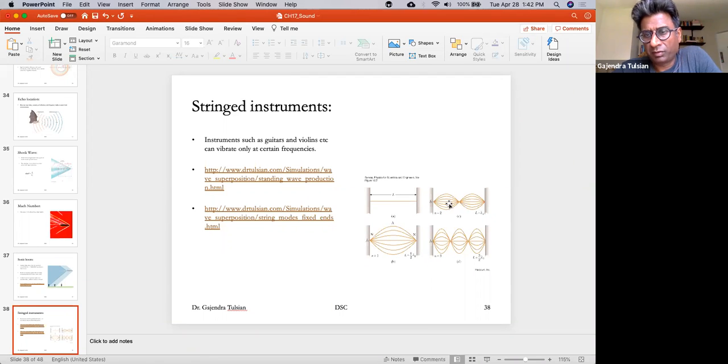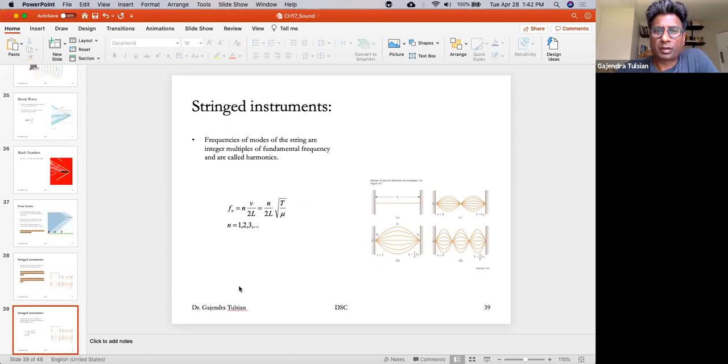This is the first or second harmonic, depending on how different people use different terminology. I like to call it the third harmonic, second harmonic, and so on. Okay, so the modes of vibration of a string fixed at both ends are given by this equation.